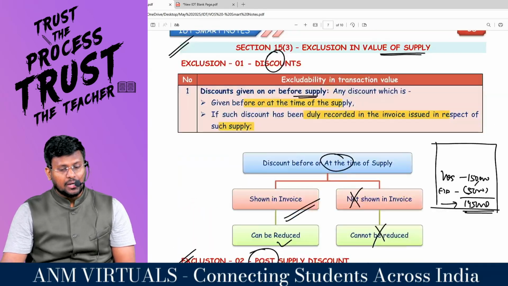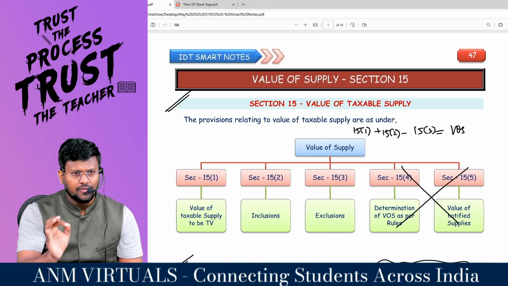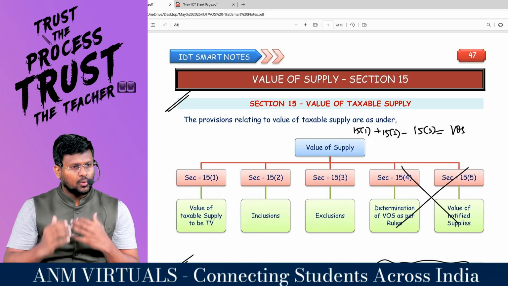That's it with regard to the quick revision of section 15, which is talking about the value of supply. Are you all really with me?